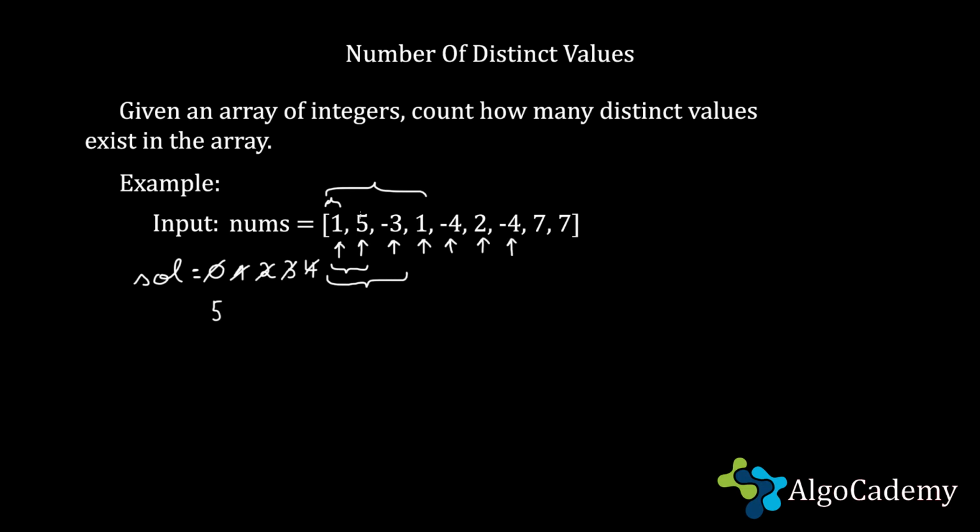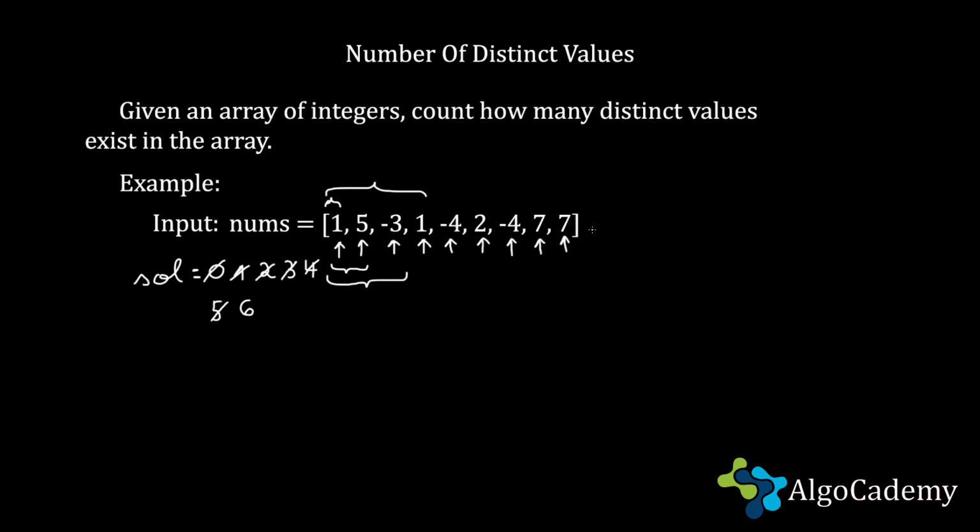-4. Take a look at the elements. I find the -4, so I do nothing. 7. Take a look at all the elements at its left. No 7. I can safely increment it. And of course, the last element, which was 7. Take a look at all of them. Already found the 7. So I've already taken the value into account. So the solution stays 6. And then, of course, I finish the array.